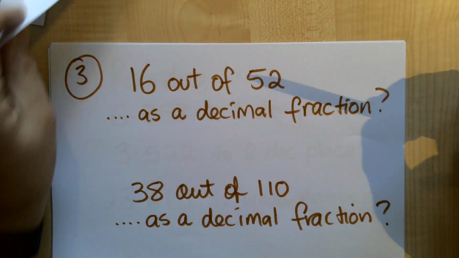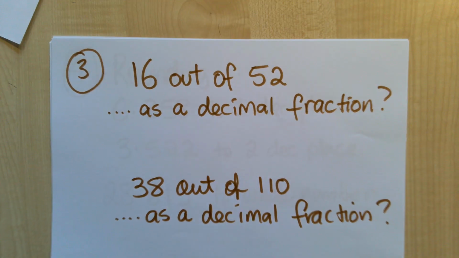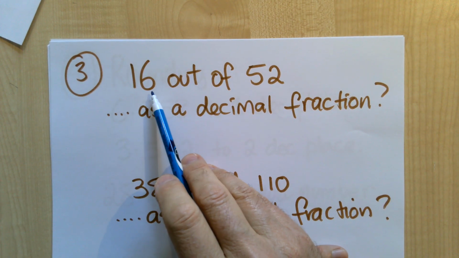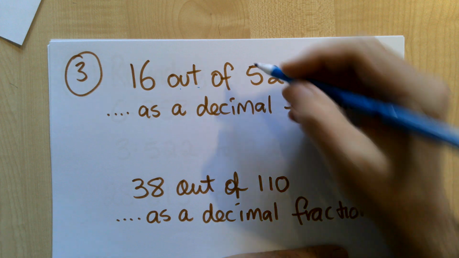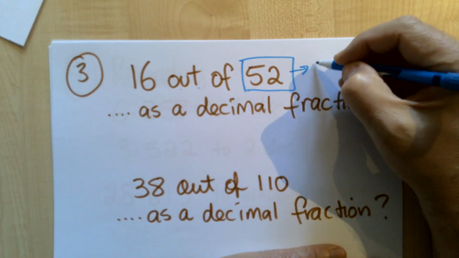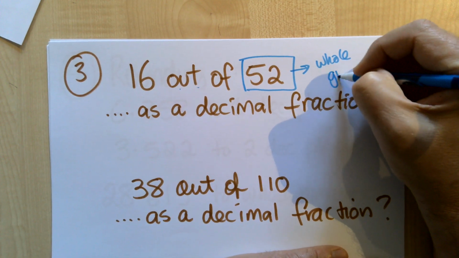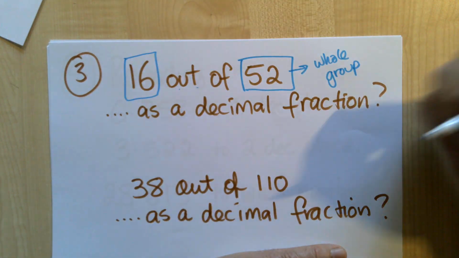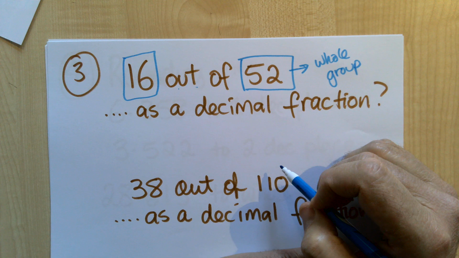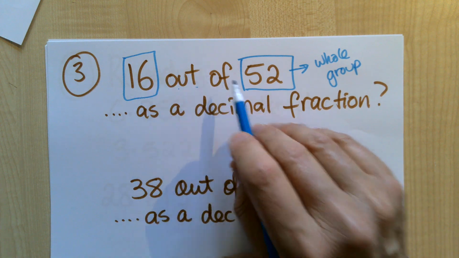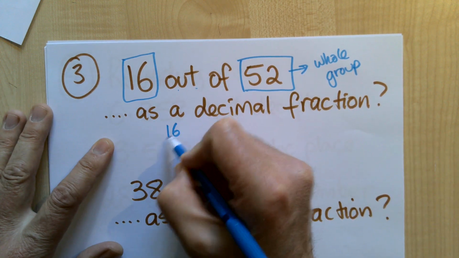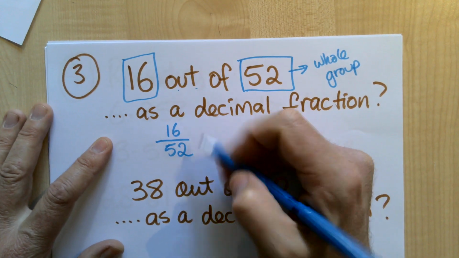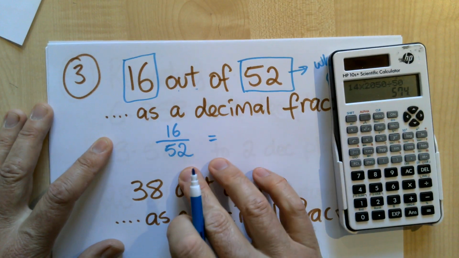All right. Moving on. What if it's not expressed like it was before, but what if it said, well, I've got 16 out of 52. So this is the big group, or the whole group. Maybe there's 52 things in it. 16 of them are defective, for instance. So what is that as a decimal fraction? If I'm getting 16 out of 52, well, it's simply 16 over 52, and it's top divided by bottom. So that's as a regular fraction.